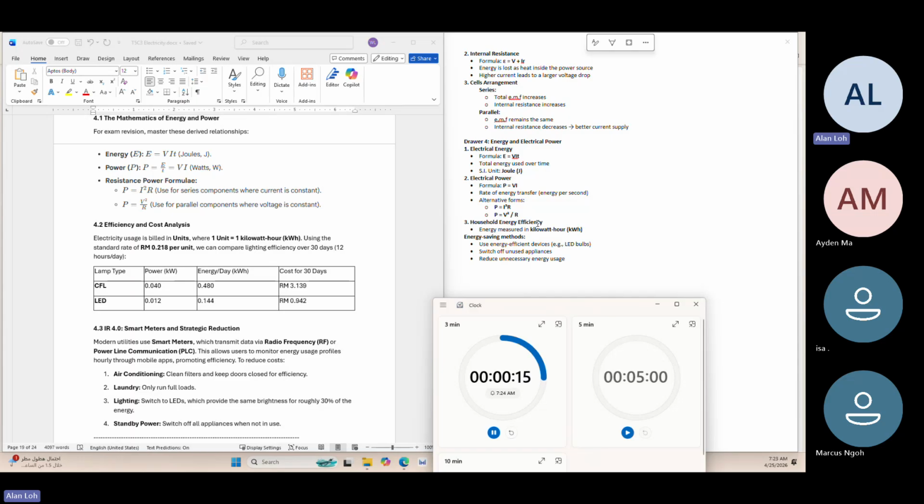15 seconds before we continue another 1 minute. All right, let's start 1 minute again. Take your time and read in 1 minute.